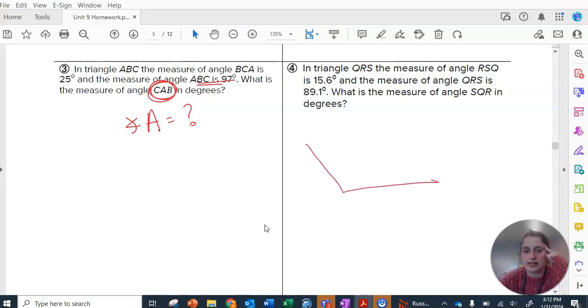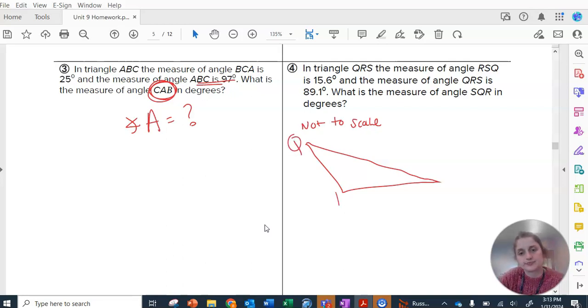Number 4, we have triangle QRS. I really don't know what kind of triangle it is, so I'm going to draw an obtuse, but maybe it's going to end up being acute, maybe it's going to end up being equilateral, which is equiangular. I don't really know. If you write yourself a little note that it's not to scale, that means that your drawing is not going to be accurate to the numbers you put on it, which is great because then you can draw whatever kind of triangle you want, and you're just using it as a visual cue instead of trying to accurately represent the angle measurement.